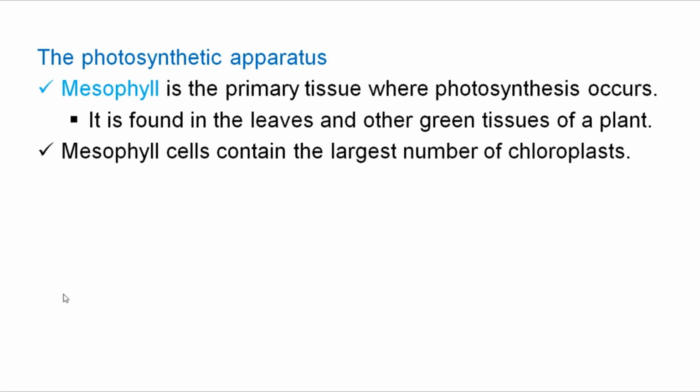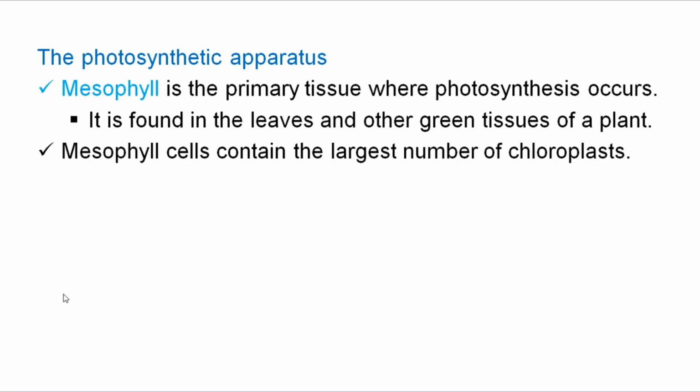Good. The photosynthetic apparatus: mesophyll. Mesophyll is the primary tissue where photosynthesis occurs. The primary tissue where photosynthesis occurs is known as mesophyll. Mesophyll is a tissue found within leaves. It is found in the leaves and other green tissue of plants, in stems and others.